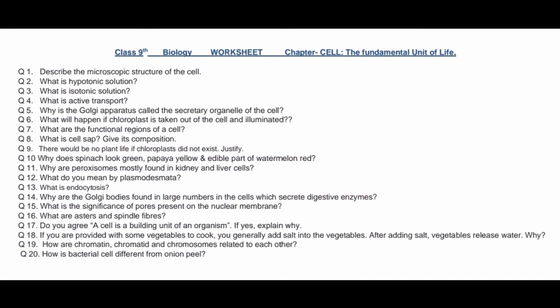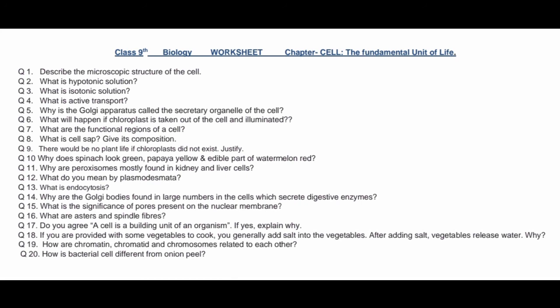Next, question number 19. How are chromatin, chromatid, and chromosome related to each other? Chromatin is a thin thread-like structure which is composed of DNA, that is deoxyribonucleic acid, and protein. Chromatin forms rod-like chromatids. Two similar chromatids attached at the centromere form a chromosome. Fine.